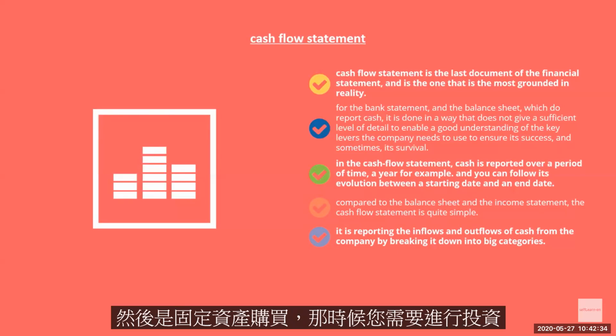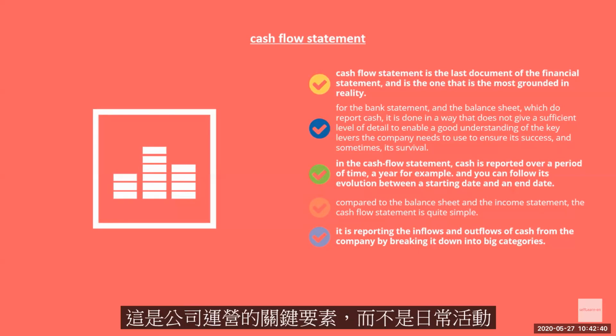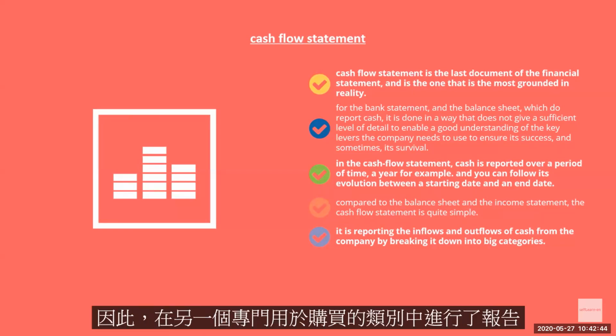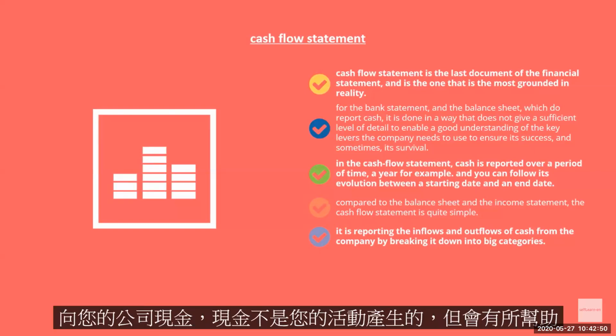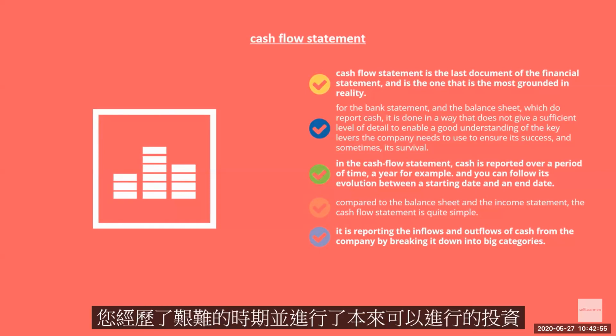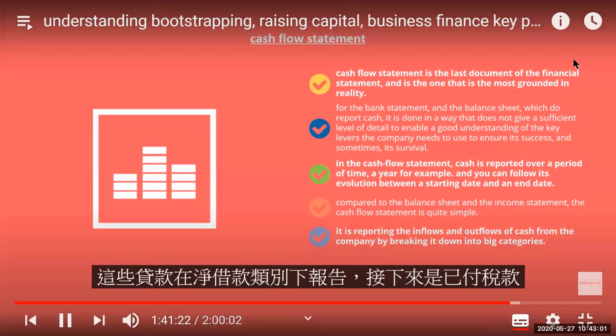A time will come when you will need to invest in new assets, such as replacing machinery or buying property. Even though that is a key element to running a company, it is not a day-to-day activity and is therefore reported in a different category that is dedicated to purchasing new assets. To do that, you will sometimes have to take loans which will inject cash into your company. That cash is not generated by your activity, but will help you go through tough times and make an investment that would otherwise have required you to save money for years before making it. The cash coming from those loans is reported under the net borrowing category.